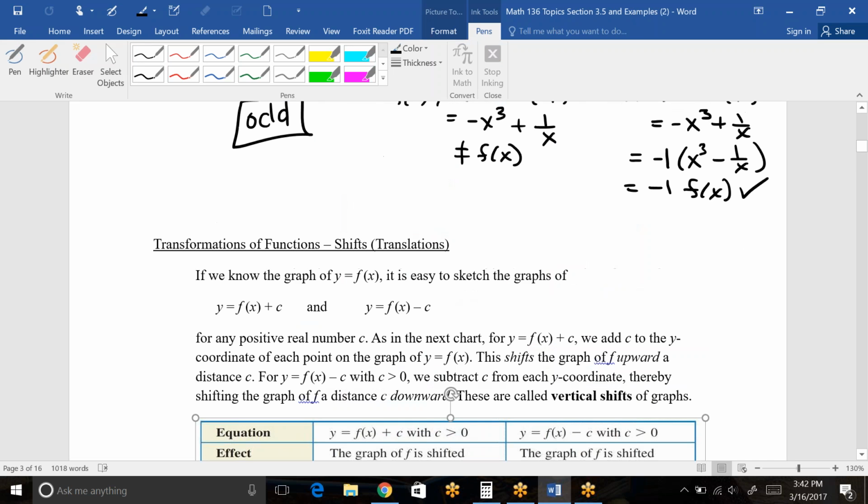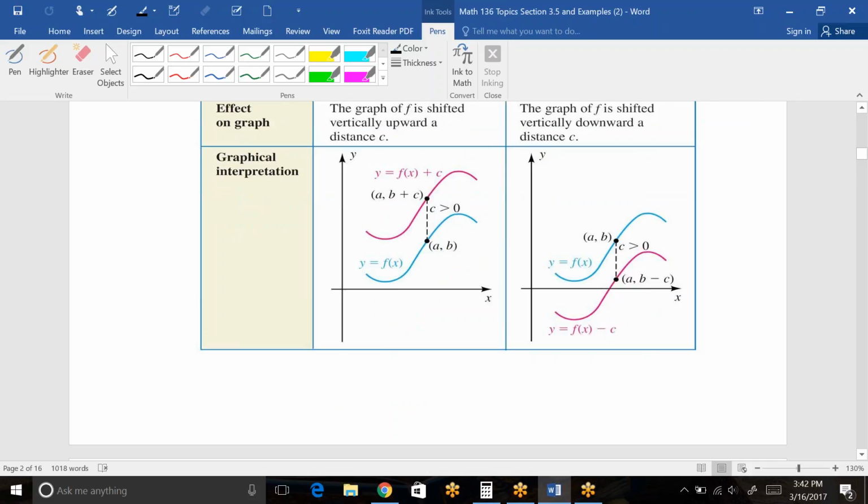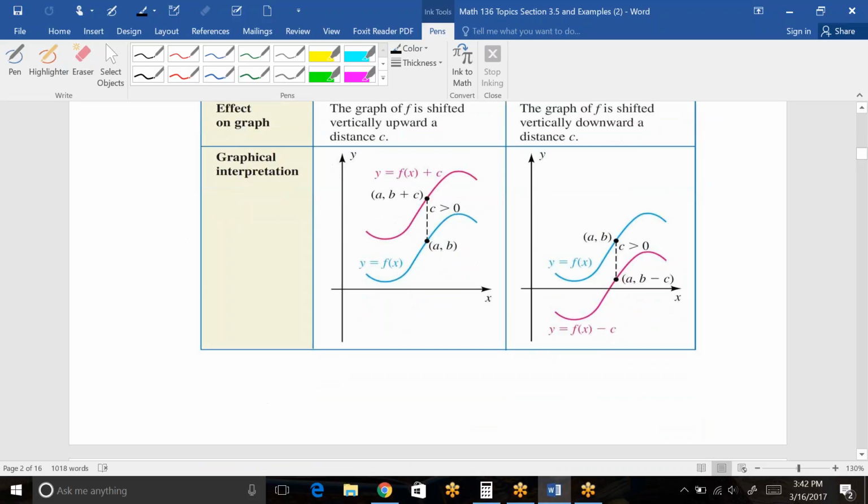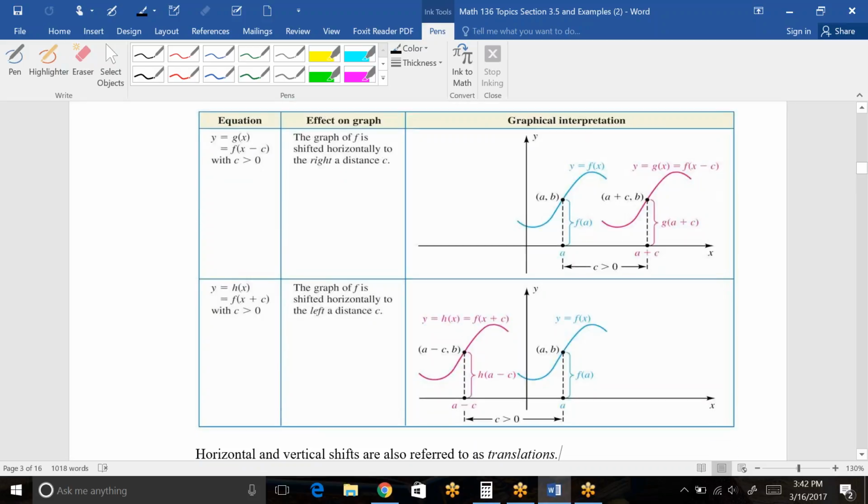Okay, this is just a summary of all those translations that we learned. We learned essentially, and I'll just summarize them here, if you add something to the end or subtract it to the end after the parent function, that makes your graph either move up or down vertically. If you add or subtract something inside the function, so that means like if you're squaring something, it happens before you square it, then that is what we call, remember, a horizontal shift.